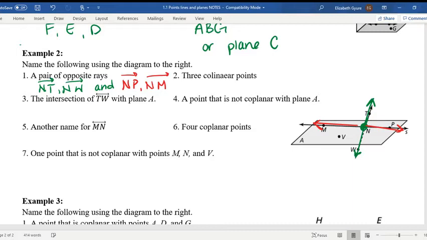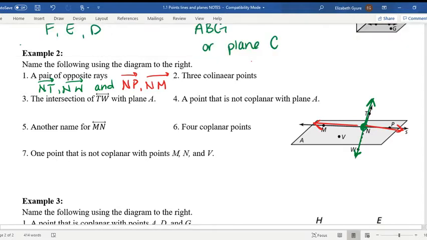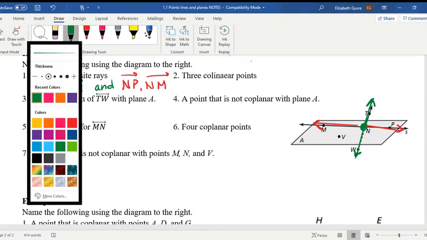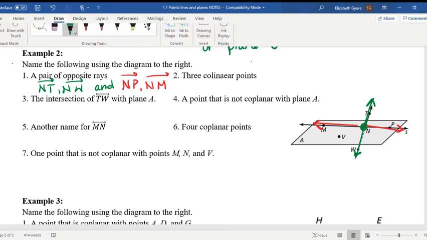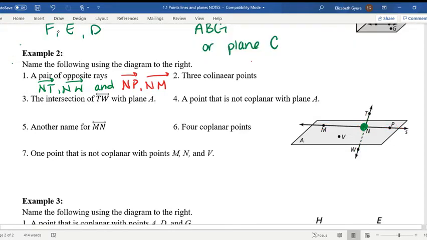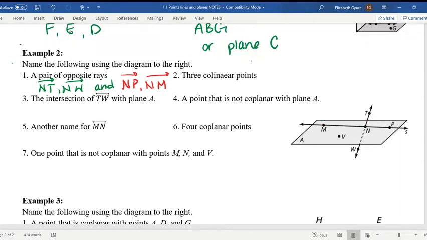Okay. Name 3 collinear points. So remember, collinear points are 3 points that are together in a line. So 3 points on a line here. You have 2 different options. We could go with M, N, and P. Those are all sitting on that line.